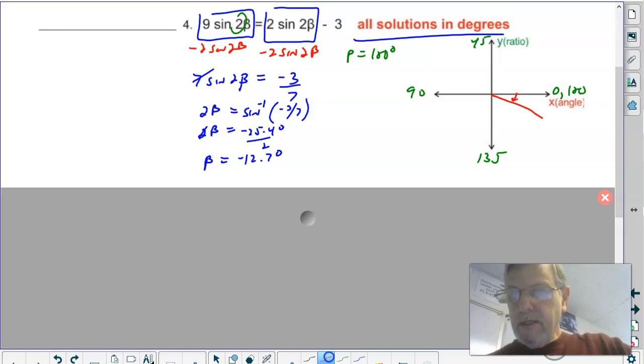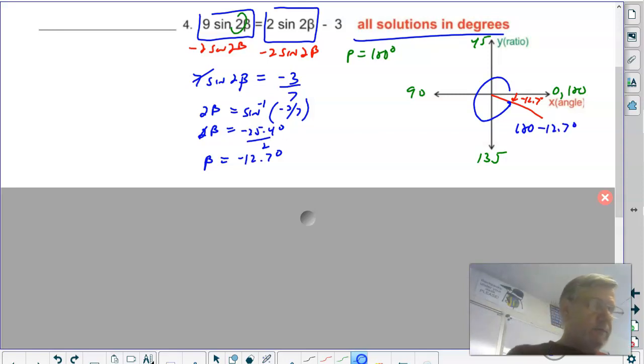Okay. We have a reference angle of -12.7, right? Right here. So let's get the positive angle from that, which would be the 180 minus the 12.7. And I'm just going to punch that in, 180 minus 12.7, and that's 167.3. Now, because we want all solutions, 167.3. And do you remember what to put after it?